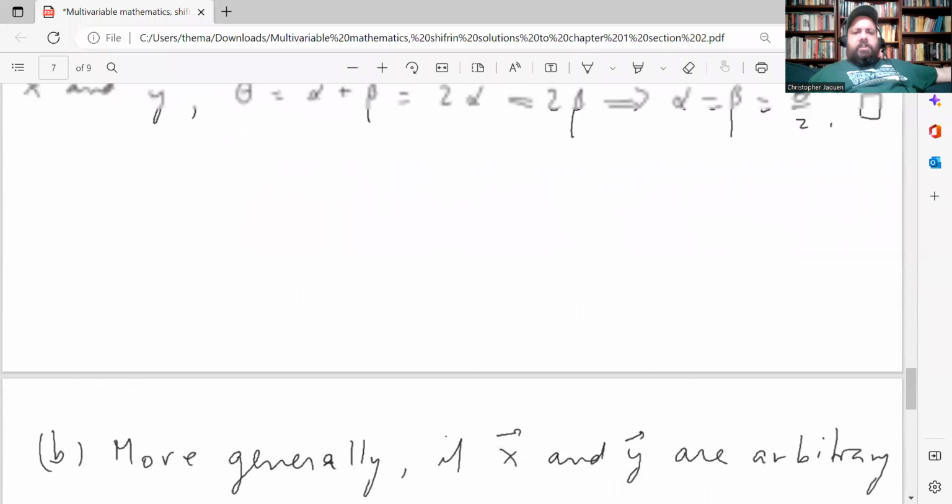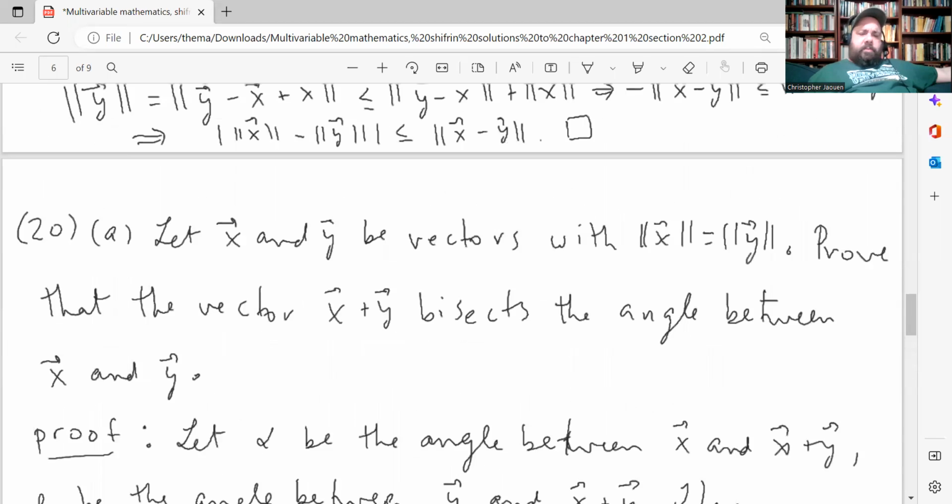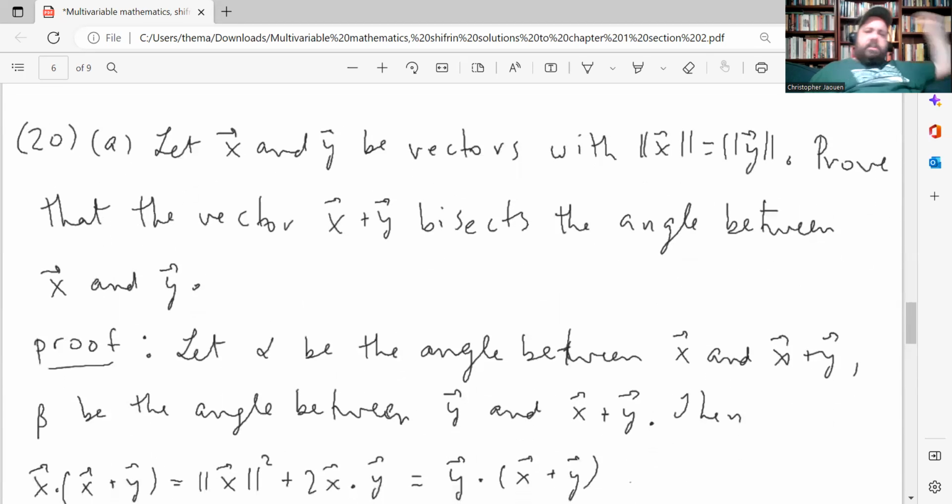Oh, right, because there's two parts to number 20. So this is the last problem for this exercise set that I did. 20A says, let x and y be vectors with length x equals length y. Prove that the vector x plus y bisects the angle between x and y. Bisect meaning, it cuts it in half.